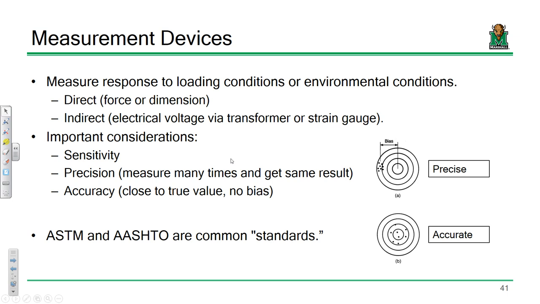Some important considerations when you take measurements. I get the feeling a lot of you have seen the difference between precision and accuracy before in some other context, probably in a physics class or a chemistry class. Precision is the characteristic of measurements being close to one another, and accuracy means being close to the actual true value. Just make sure you know the difference between those.